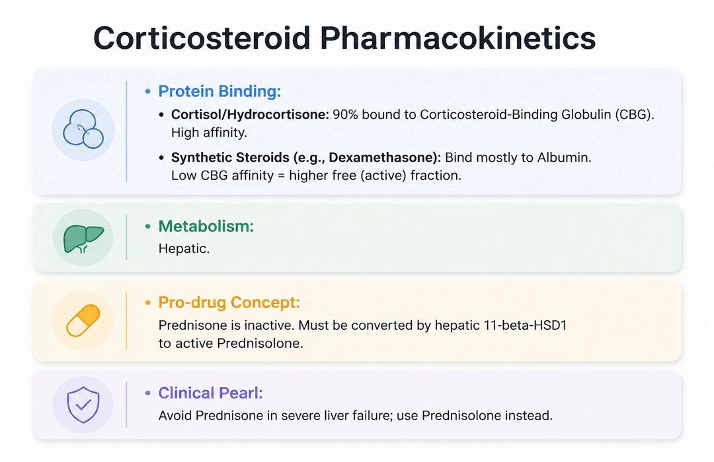Also, remember that prednisone is a prodrug. It must be activated by the liver into prednisolone. If a patient has severe liver failure, always prescribe prednisolone directly.